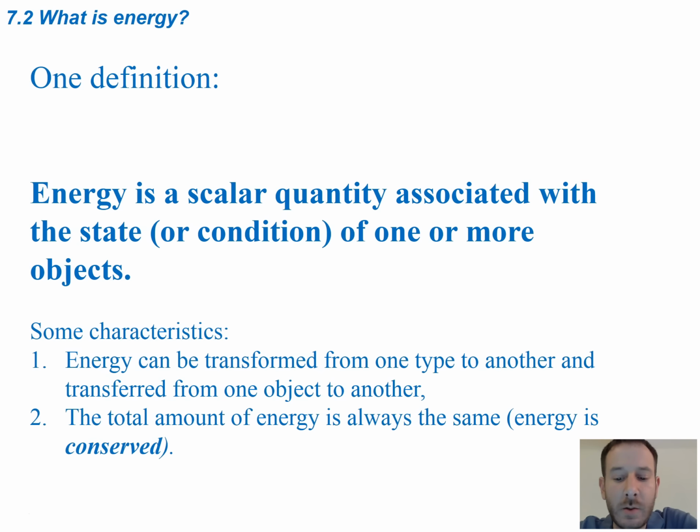So we're going to say that energy is a scalar quantity. It's not a vector, it doesn't have direction. It's a scalar quantity, which basically means it's just some number associated with the state or the condition of one or more moving objects. It could be the energy of an object, or it could be the energy of a system of objects you can be referring to.